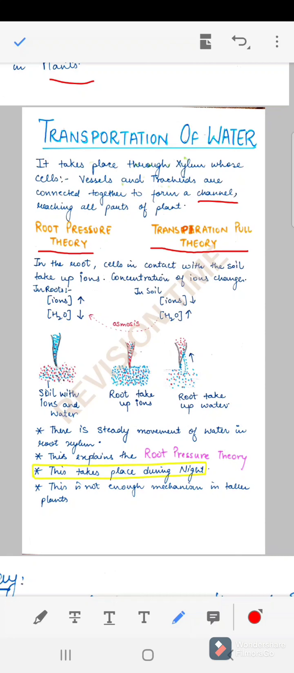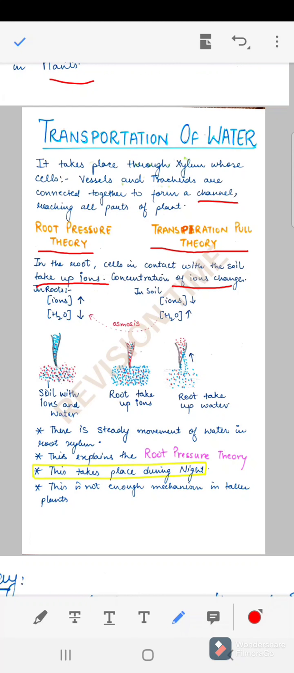So what happens in the root? The cells are in contact with the soils and they take up the ions from the soils. These are the metal ions which are responsible to provide the nutrition and various functions of plants. So what happens when the roots take up the ions? The concentration of ions changes.